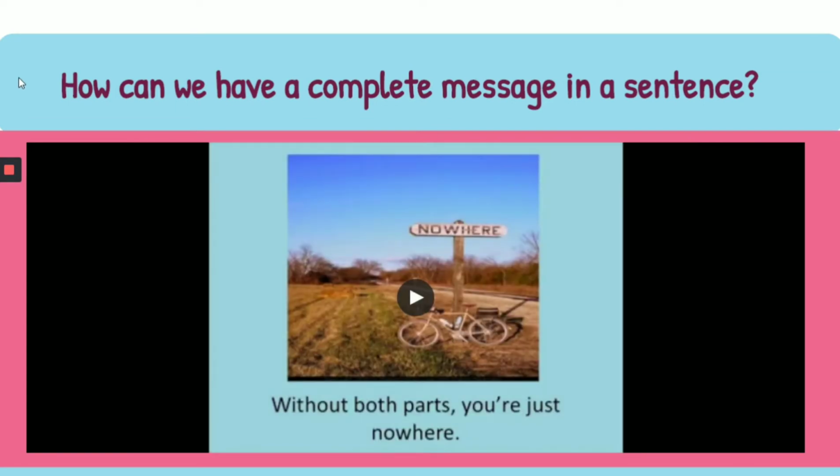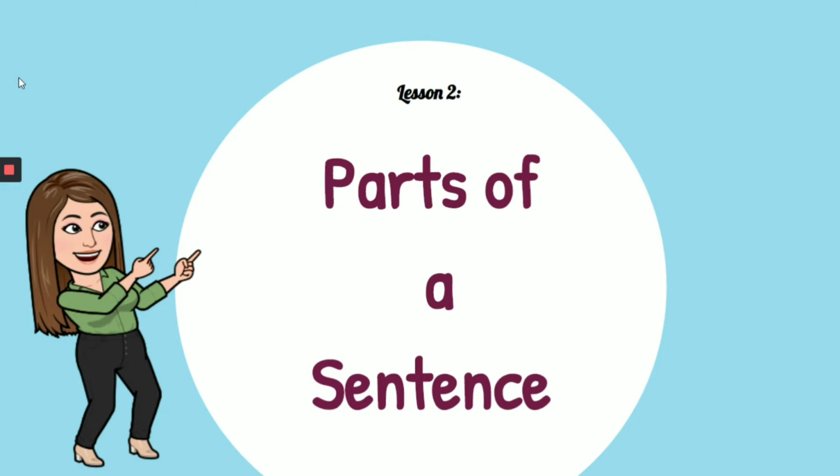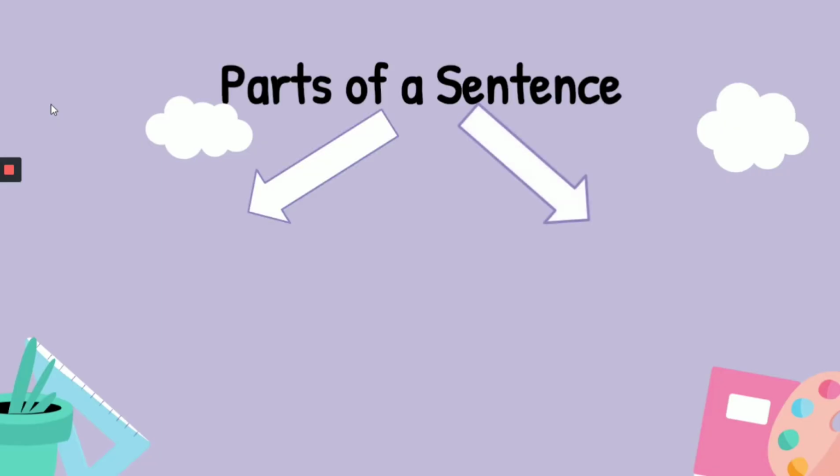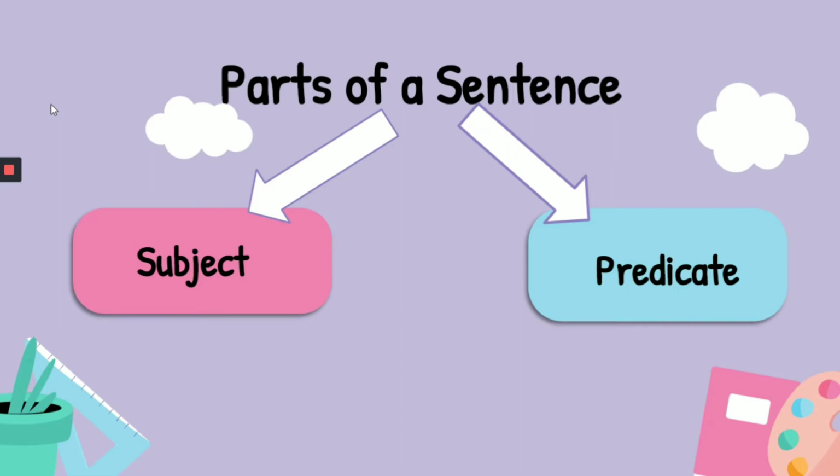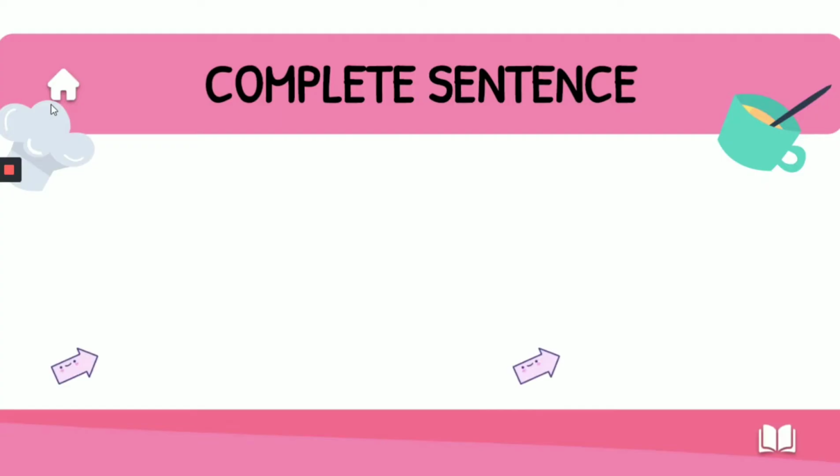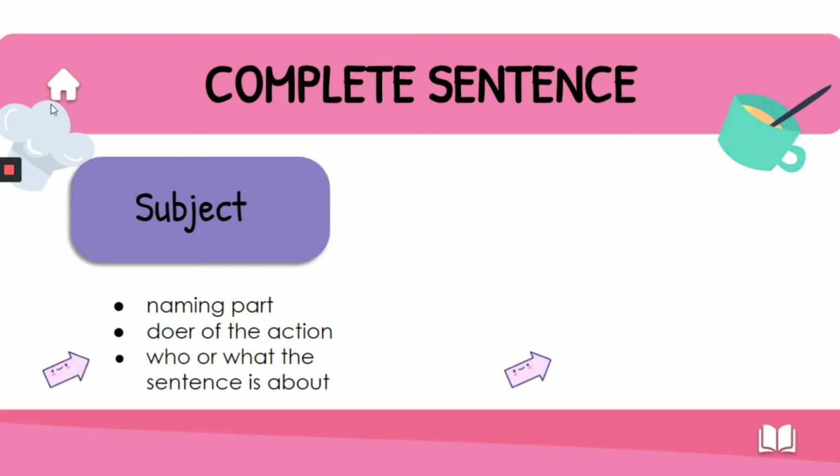Now, do you have any idea about our lesson for today? Yes, it's about parts of a sentence. We have two parts of a sentence. First, we have the subject, and the other one is the predicate. For us to have a complete sentence, we need to have a subject.